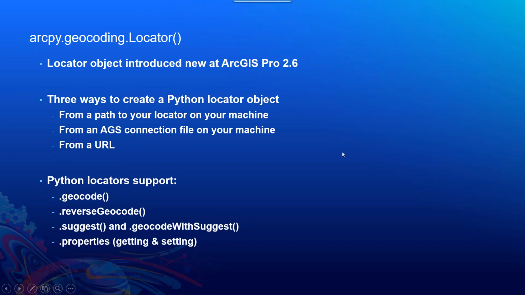As I said earlier, all of these different kinds of Python locators, no matter how you instantiate them, support geocode, reverse geocode, suggest or autocomplete functionality, so typing in half of a string and it will suggest the rest of the address or place for you. And then finally, properties. So whatever properties are supported for that locator, getting the values for them and setting them to new values as well.